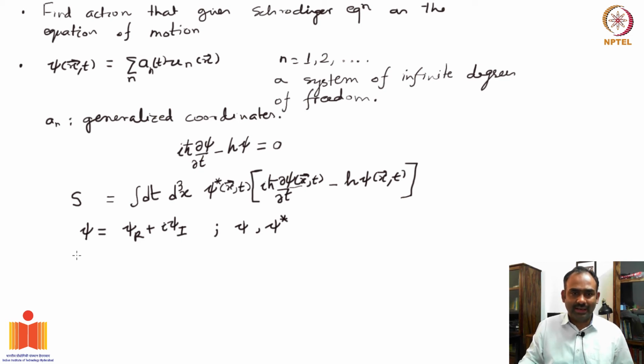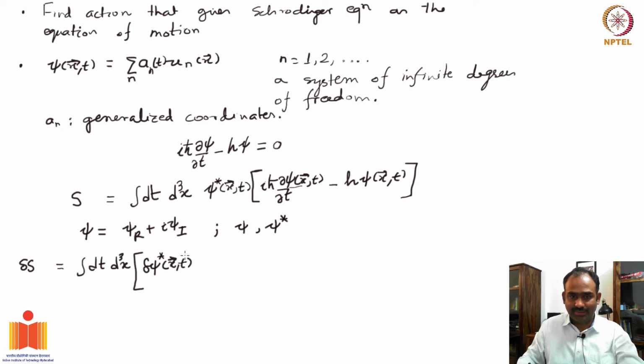So if I am looking at delta S, a variation of S, I'll get the following. You have dt d cube x, and then I do a variation of psi star, and then I do a variation of psi. So this is what we get when we do these variations. So you have delta psi star. I'm doing exactly what you have learned in classical mechanics.